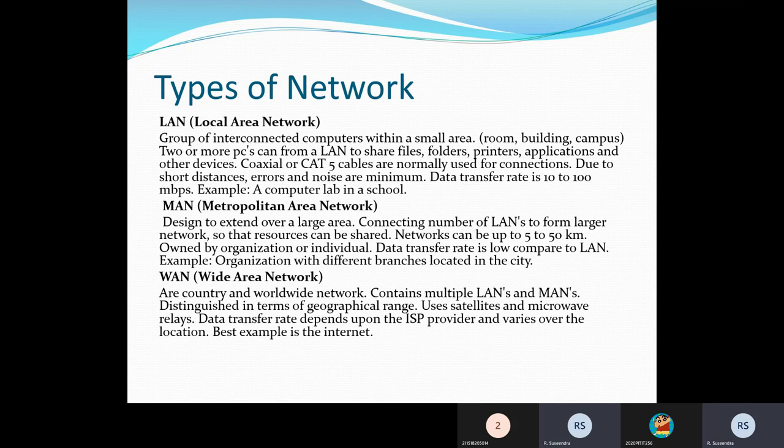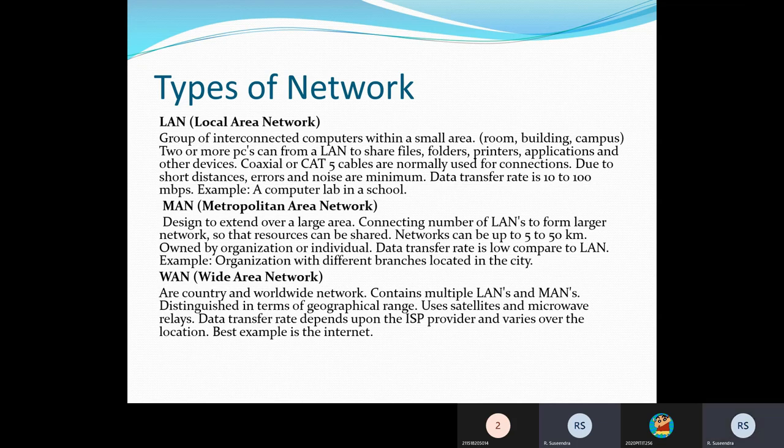But it has a very, very short range. Only within meters can we use the LAN. But as technology is growing, we can't use it. So later on, they implemented something to reach a maximum limit, and they introduced the MAN, the metropolitan area network. The metropolitan area network can cover 5 to 50 kilometers at a time. So they connected 5 to 50 kilometers for data transfer, and they increased the data transfer rate.